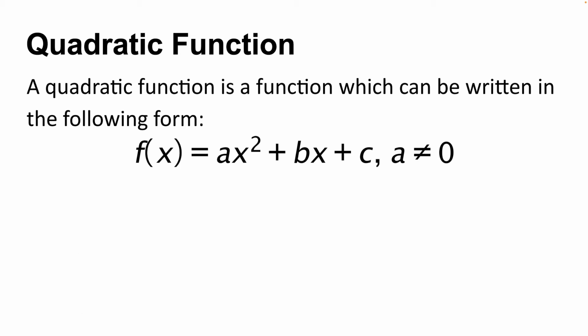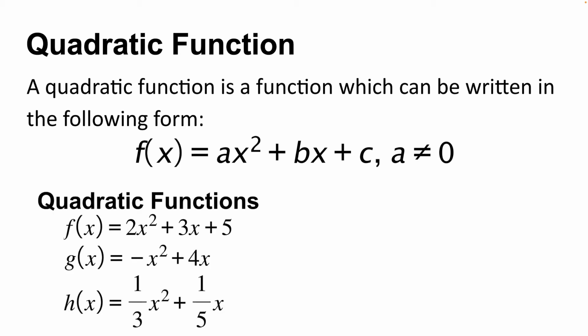Let's take a look at some examples of functions that are quadratic. Functions like f of x equals 2x squared plus 3x plus 5, g of x equals negative x squared plus 4x, h of x is equal to 1/3 x squared plus 1/5 x. All of those functions have an x squared, and that is the highest power on the variable. They are all quadratic functions.